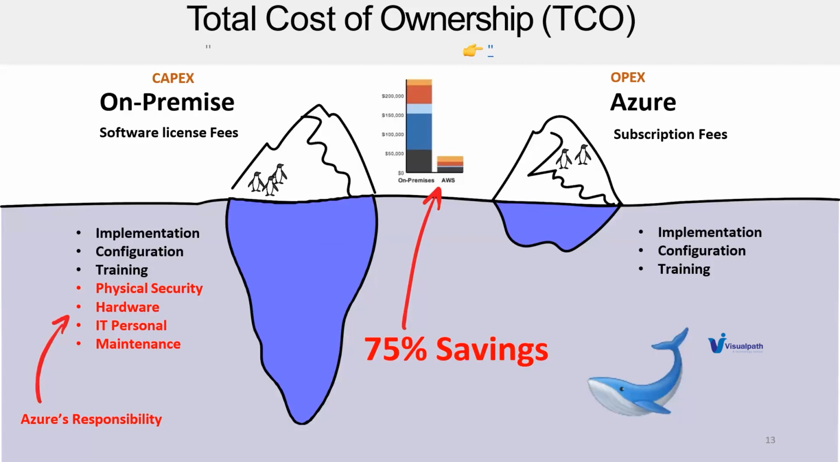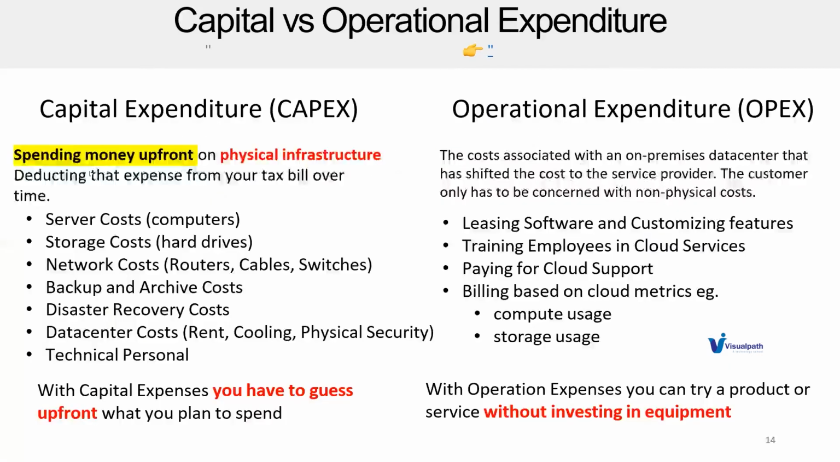What we do in this particular case. Now, as I told you, you spend money upfront on the physical infrastructure, basically. But what you do is deduct that expense from your tax bill over time. These are all your costs, what you're going to have here. With the capital expenditure, you have to guess upfront what you plan to spend.